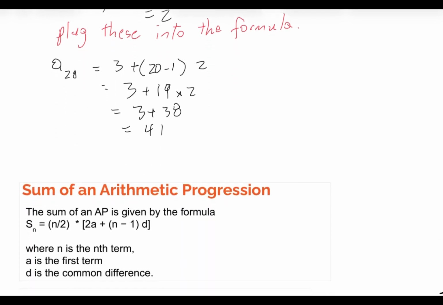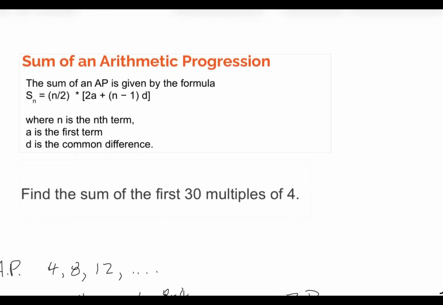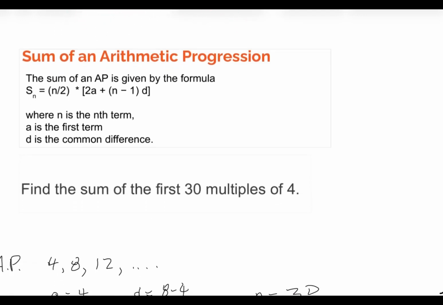The sum of an arithmetic progression is given by the formula S sub n is equal to n over 2 times (2a plus (n minus 1) times d), where n is the number of terms, a is the first term, and d is the common difference. Example, find the sum of the first 30 multiples of 4.